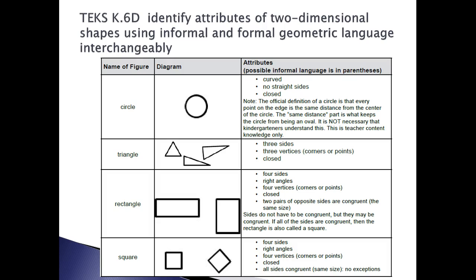Now, K.6d says to identify attributes of two-dimensional shapes using informal and formal geometric language interchangeably. If you'll notice with this particular handout, we have the name of the figure, what the picture would look like for that item, and then the possible informal language that's provided describing that figure.